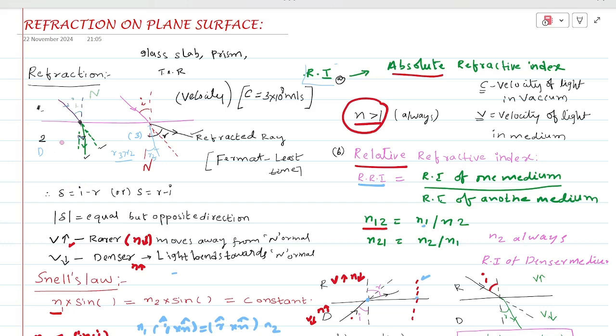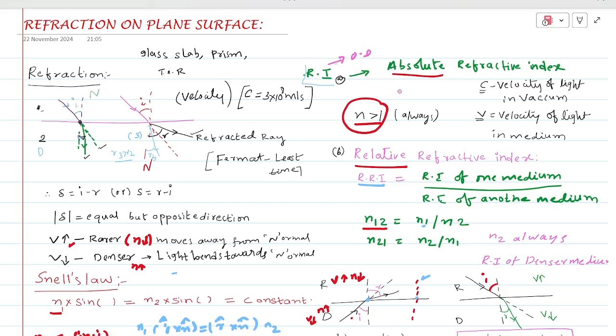So here, the medium in which the speed of light is more is called the rare medium. The medium in which the speed of light is less is called the denser medium. So rare and denser media are divided based on the velocity of light, and you can also divide them based on refractive index. Refractive index is the property of the medium's optical density. Optical density and mass density are different. Optical density means refractive index.